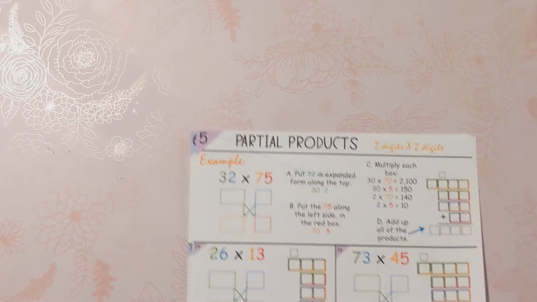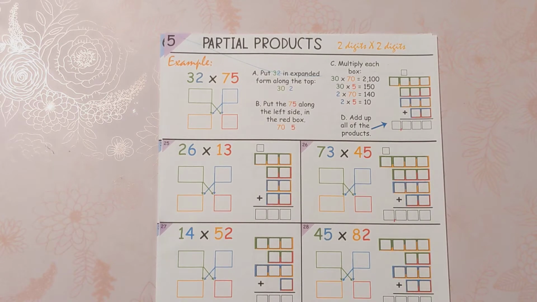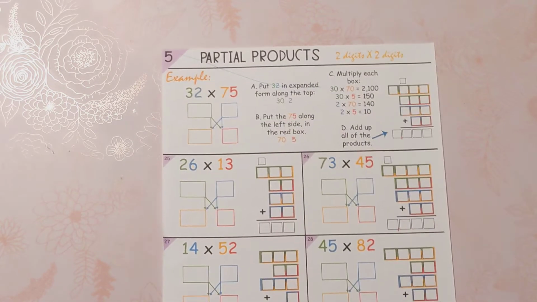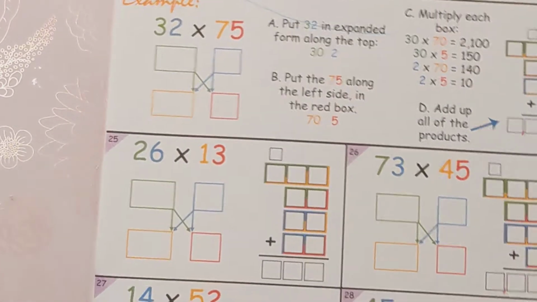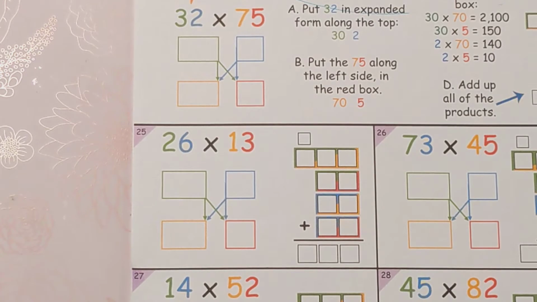Hi everybody, we are doing the partial products algorithm for multiplication. We're learning how to do 2 digits times 2 digits, and we're going to do this problem here, 26 times 13. So whether you're just using a piece of paper or whiteboard, or you're following along on this worksheet or the digital version of this, the steps are still going to be the same. So we're going to go ahead and get started.